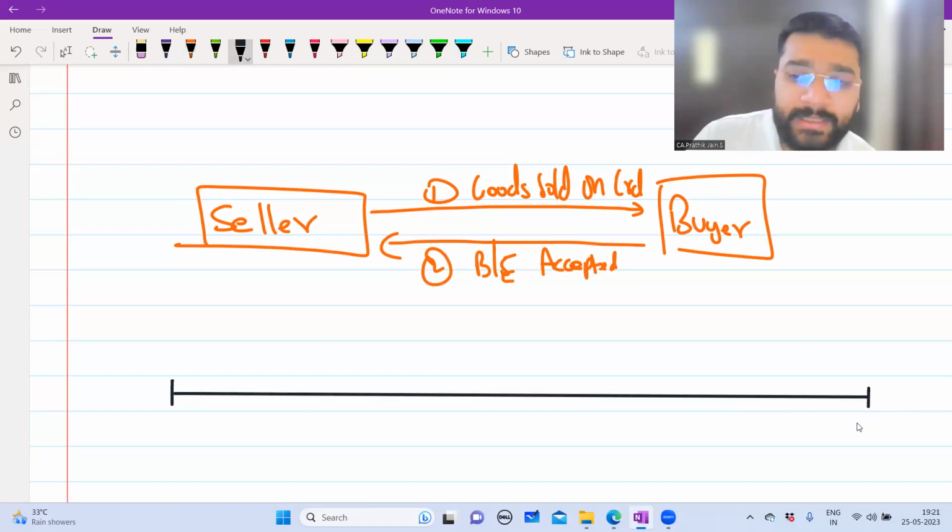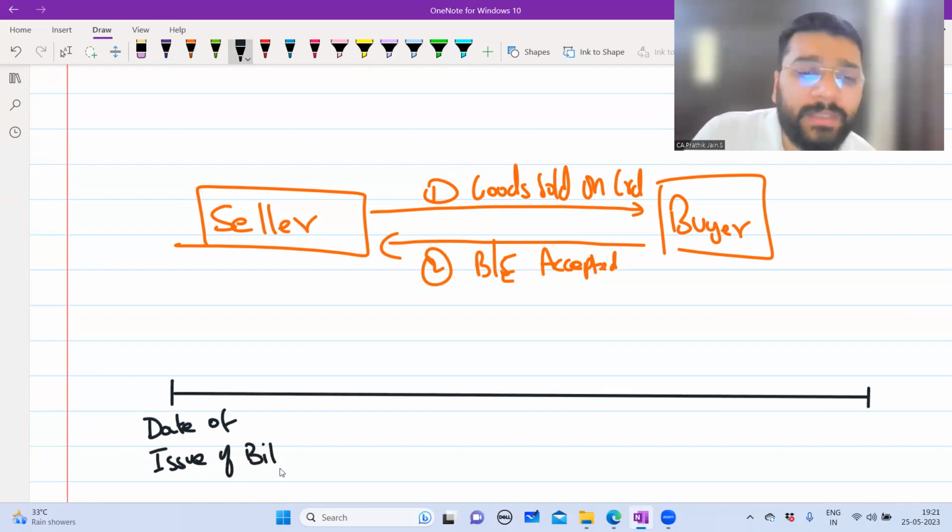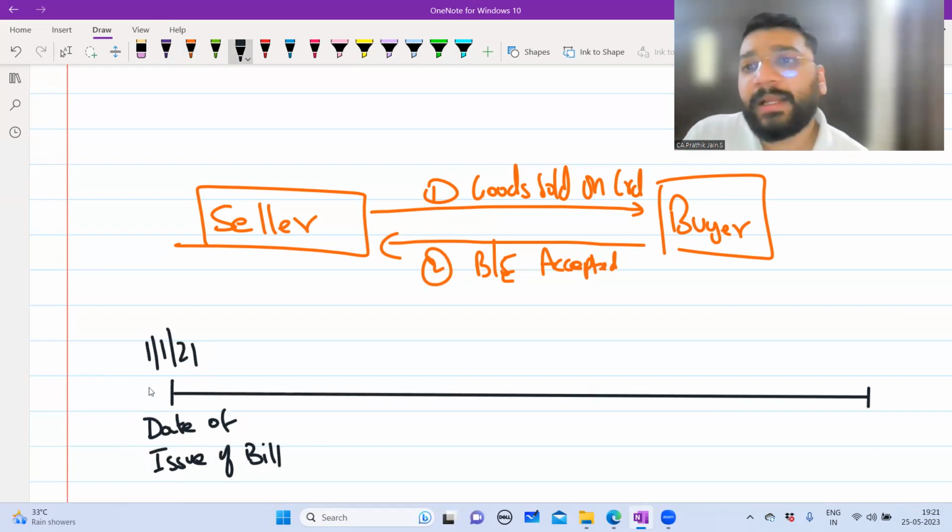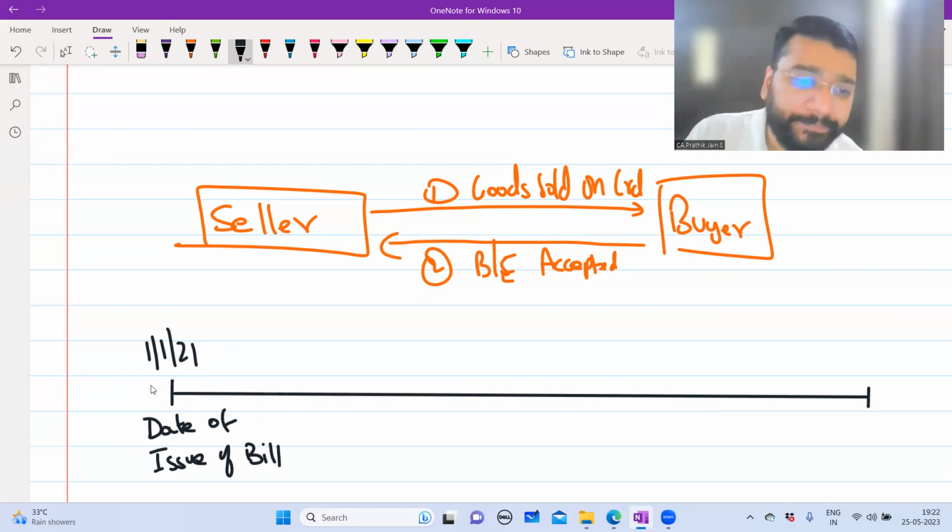The term of the bill that is agreed is 3 months. Here, this is the date of issue of bill or acceptance of bill, which is, let's suppose, 1/1/2021. Guys, the credit period is 3 months. So please tell me what will be the due date.